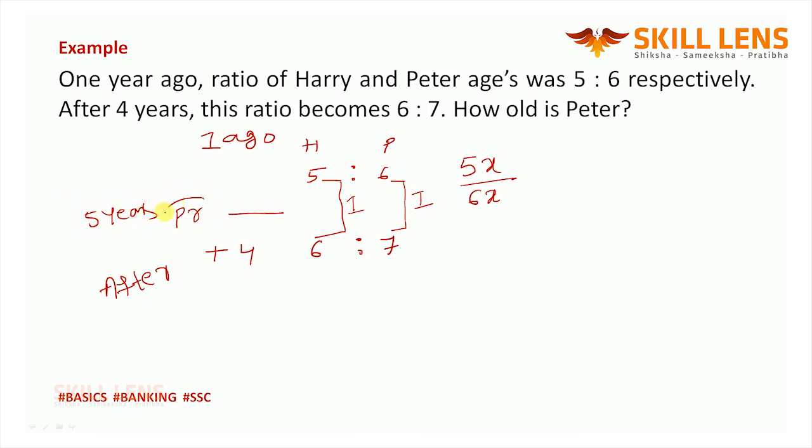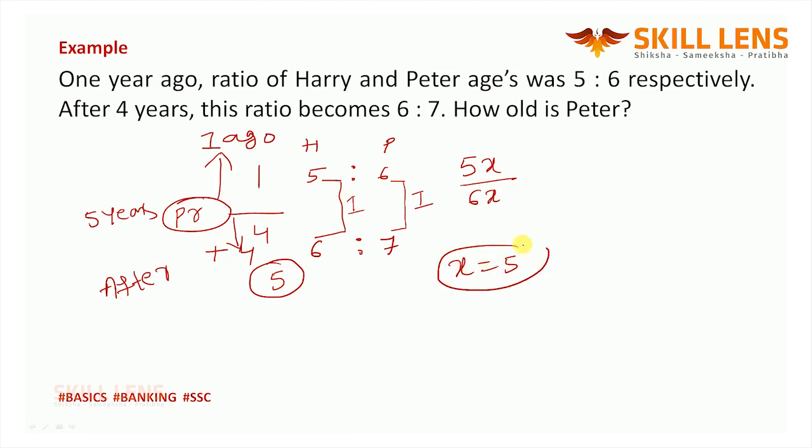5 years. Why? Present to past is 1 year gap. From present to future there are 4 years gap. So 1 plus 4 is what total? 5 years. So can I say the difference is 5 years. So x is equals to 5 years.